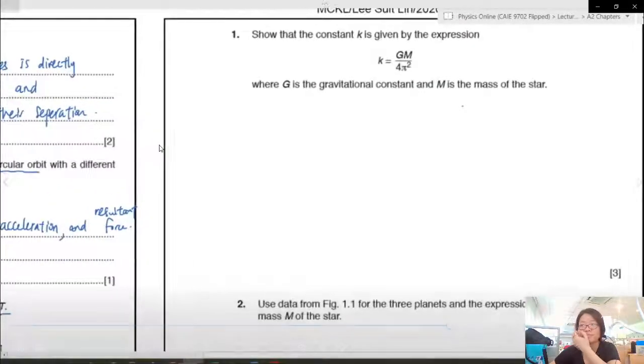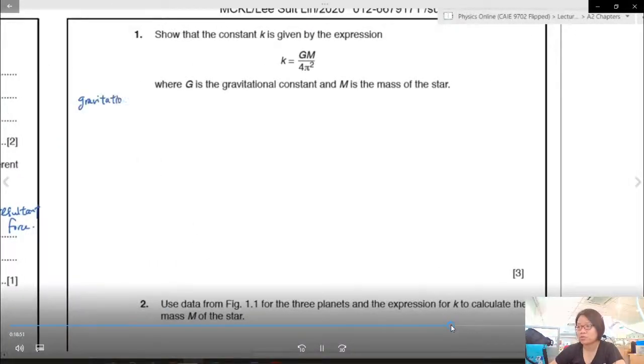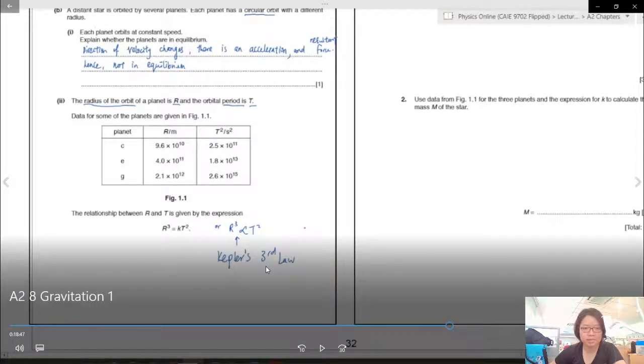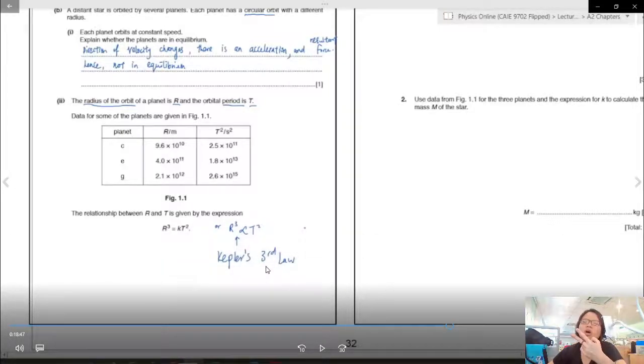Page 32. Okay, so let's go back to the question a bit. I want to talk a bit about this relationship. This is known as Kepler's third law. Miss, what is Kepler's first law, second law, third law?